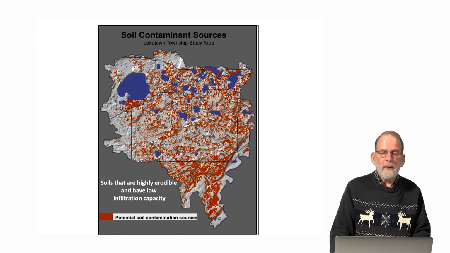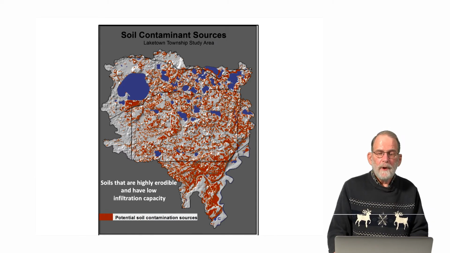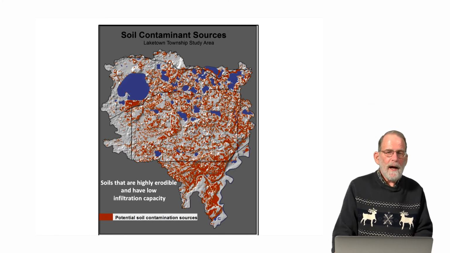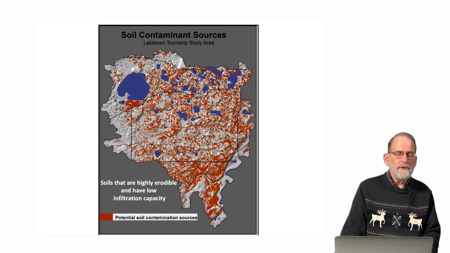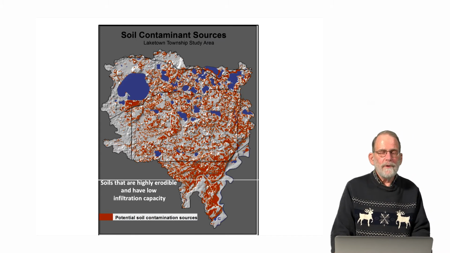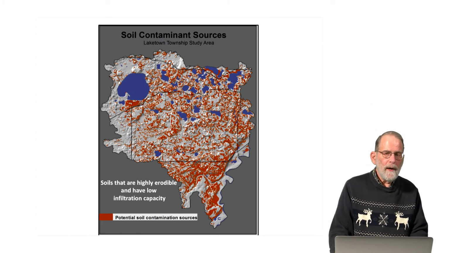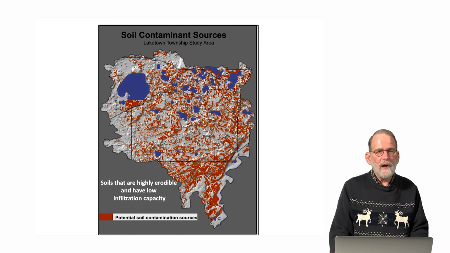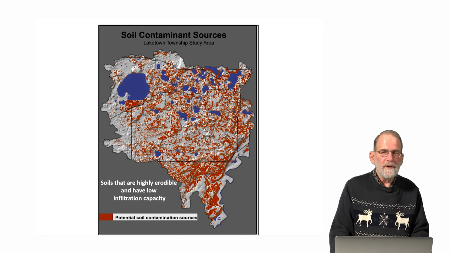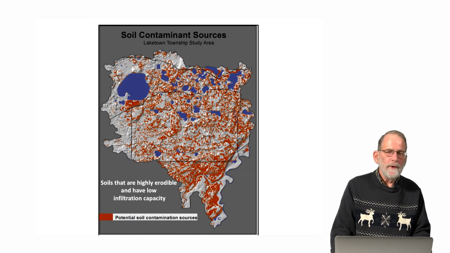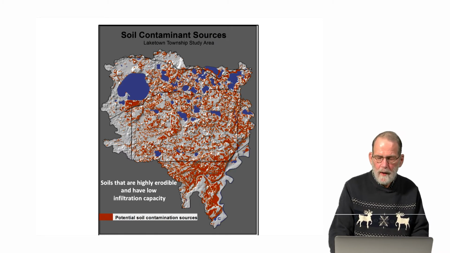And here we see a map called Soil Contaminant Sources within the Lake Town Township study area. These are soils that are highly erodible and they have low infiltration capacity. So as having low infiltration capacity, that means more runoff is going to move across the soil, and the soil is highly erodible. So as more runoff is moving across a highly erodible soil, we're going to see a lot of contaminants, soil particle contaminants, moving out of the upland areas and being deposited in the bottomland areas.